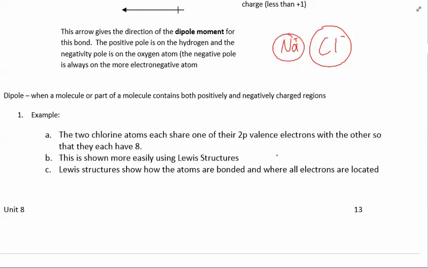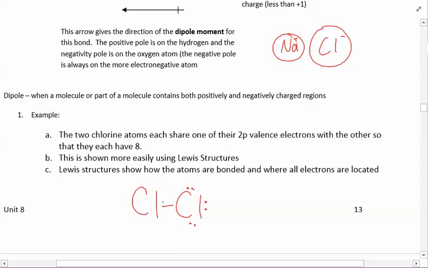If there's two chlorine atoms, each shares one of their electrons so that they have 8. The easiest way to look at this is by using the Lewis structure. The Lewis structure helps to indicate what's happening with your sharing of your electrons. Chlorine is a diatomic, so it's always existing in pairs. One of the things that you can look at with this, with the polarity of it, is how the electrons are being shared.